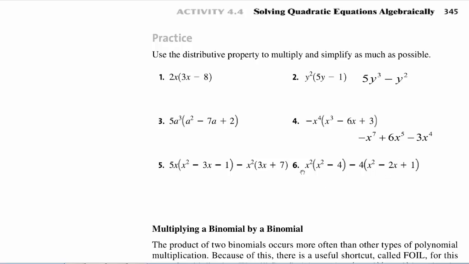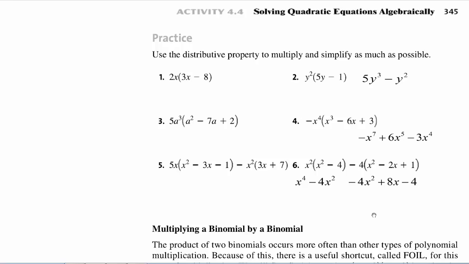Number 6. Okay, I'm going to handle number 6 in 2 steps. I'm going to handle the left side of this negative 4, and then we're going to handle the right side, okay? So number 6, we're going to say x squared times x squared is x to the 4th, and x squared times negative 4 is negative 4x squared. On the right side, we're going to have negative 4 times x squared is negative 4x squared, and negative 4 times negative 2x is positive 8x, and negative 4 times 1 is negative 4.